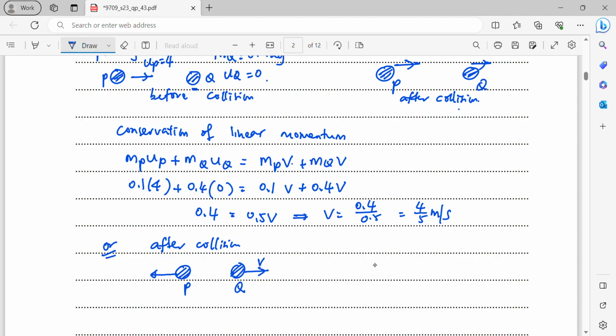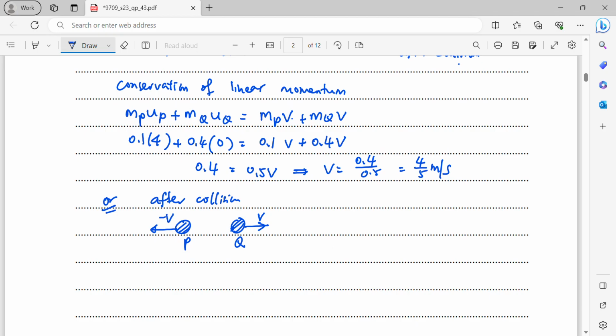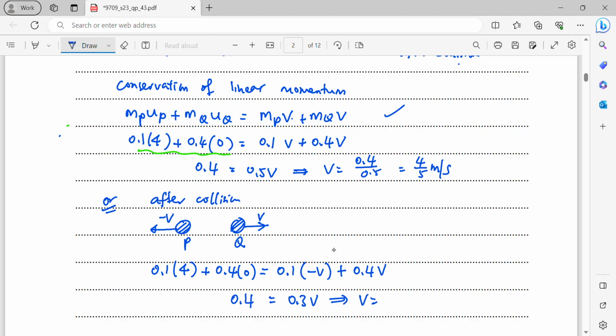This is our Q, and let's say here V. Now for the right hand side, for P I will write minus V, because it is the opposite direction. Here we consider the velocity. So using the same formula, I will get 0.1 times 4. Before collision it remains the same, so I will just copy this, then plus 0.4 times 0 equals, after collision, the mass is 0.1 kg and the velocity now is minus V, then plus 0.4 times V. So the right hand side will be 0.3 V. The left hand side remains as 0.4. Therefore my V is 0.4 divided by 0.3, which is 4 over 3 meters per second.